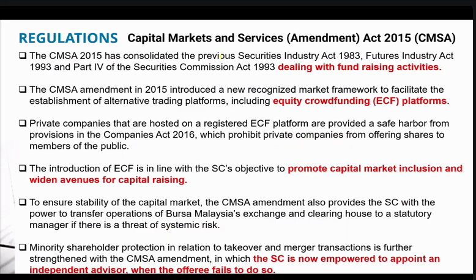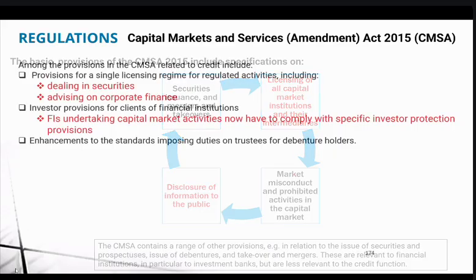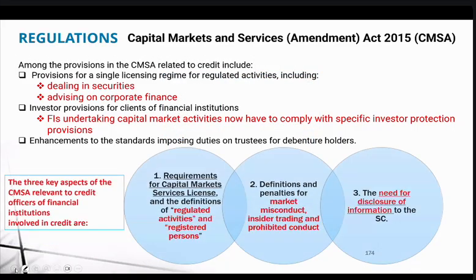The rest of it here, they don't really test so much. I mean, there was an amendment in 2015 on Sendirian Berhad. Sendirian Berhad can raise funding now through equity crowdfunding. Example I remember was Gamers Hideout Sendirian Berhad, they were trying to raise funds through equity crowdfunding. That's to promote capital market inclusion and widen avenues for capital raising. So this is the only thing I would say that's noteworthy for exam. Otherwise, the rest of it you can just quickly read through. That's it.